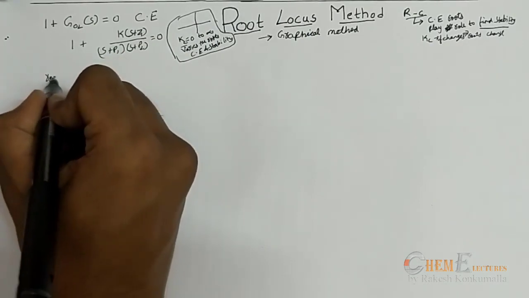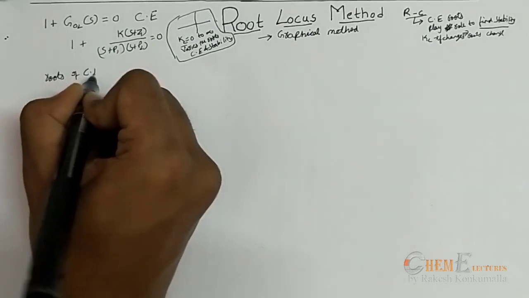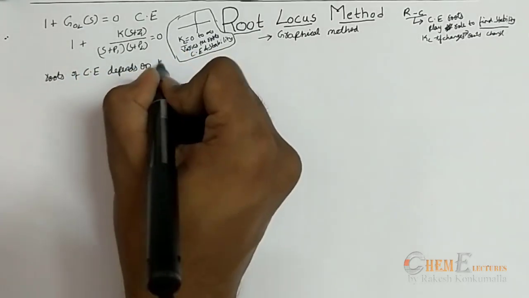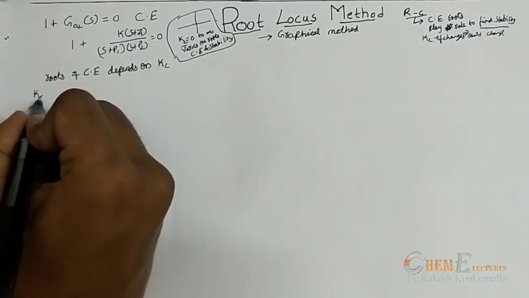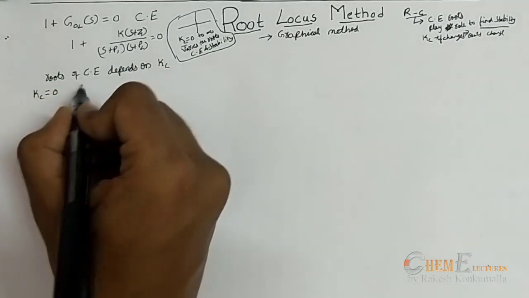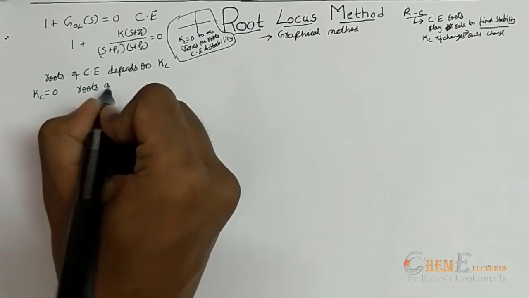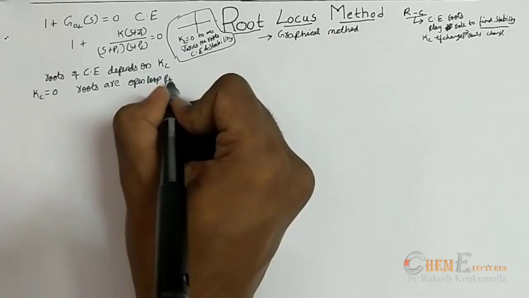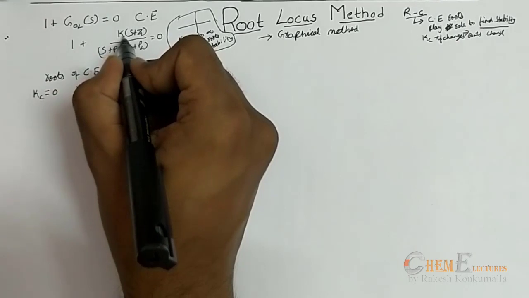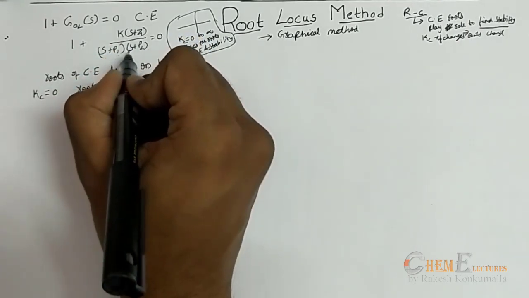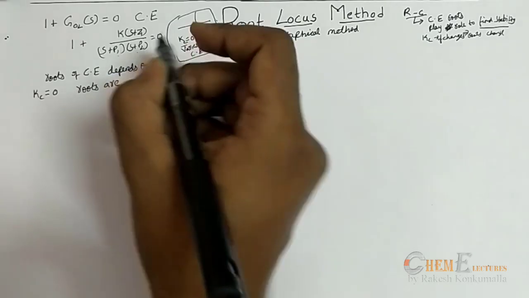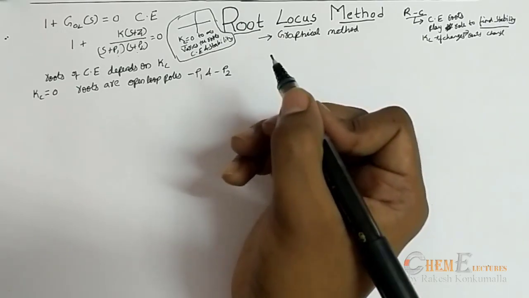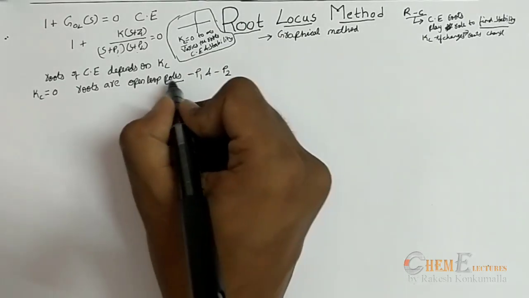As I told you, the roots of the characteristic equation depend on the controller gain. Suppose my controller gain is 0, then the roots are the open loop poles. Substitute the k value as 0, then (s plus p1) into (s plus p2) will be 0, which means the roots are minus p1 and minus p2. These are called open loop poles.